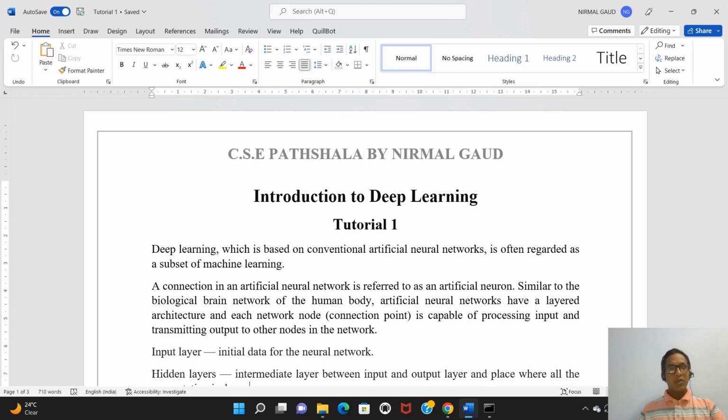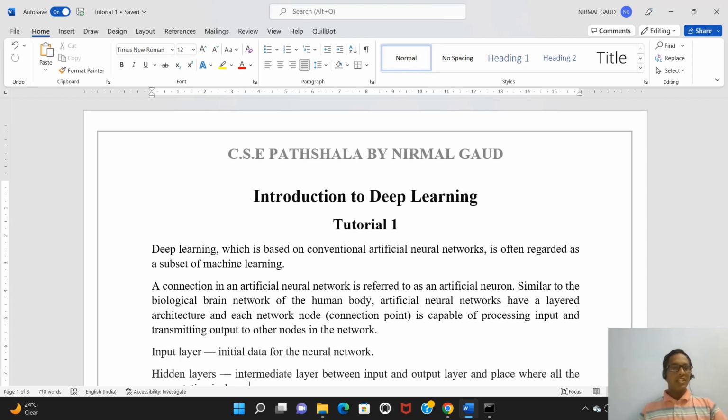Because ANN or artificial neural network is similar to the biological brain network of the human body, and it also consists of a layered architecture like the brain network. Every node or connection point here is called a neuron, which is capable of processing the input we give it, for the processing or calculations or computations, and it transmits the output to the other nodes. So basically there is a network. This network is interconnected with the neurons.